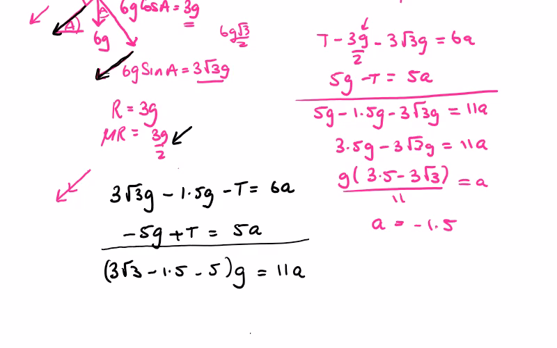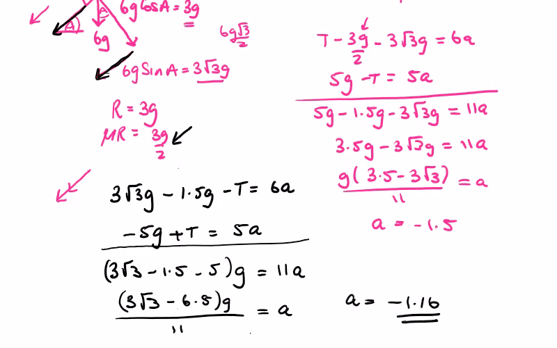And again, we're going to get a negative number here. Let me work it out exactly. So if I take all of this, 3 root 3 minus 6.5, times G, and divide by 11, I'm going to get A to be minus 1.16. So therefore it doesn't move down the plane. So I think we can say that it doesn't move up or down the plane. In this case, acceleration is not 0.